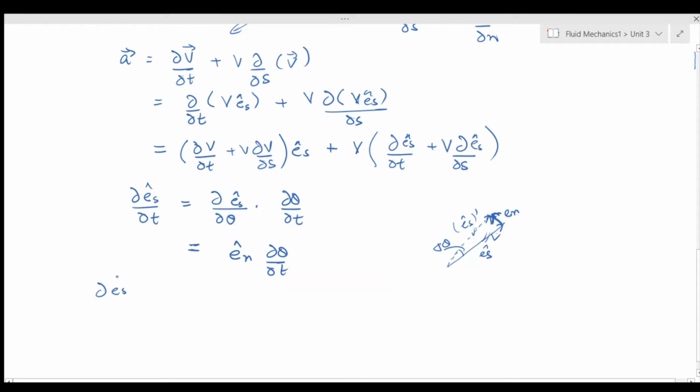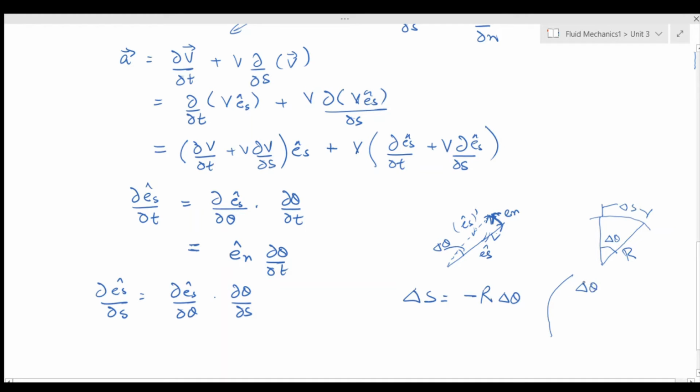So anyways, moving forward, del Es by del S, this is del Es by del theta and del theta by del S. Now this del S is minus R del theta. Again, how do I know that? So let's say this is my radius R, this is making an angle of del theta, and this is my arc length del S. So you know about it, how to find that out. That's what I have done. Now why the negative sign?